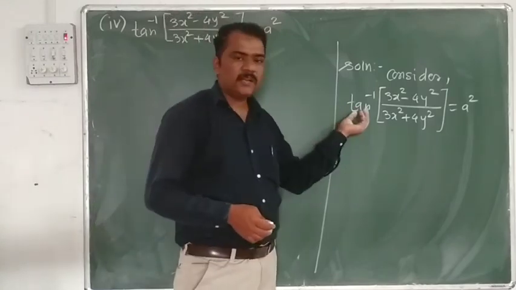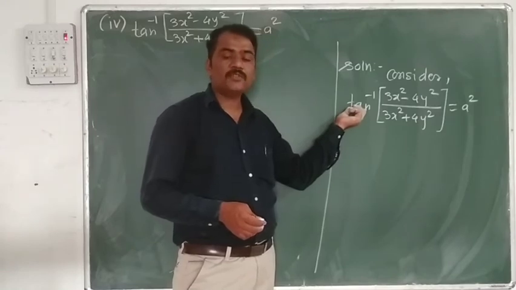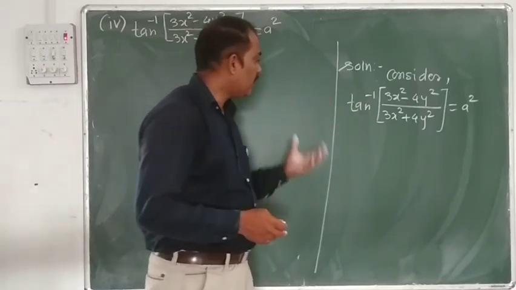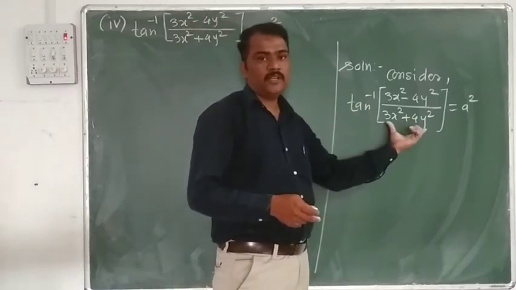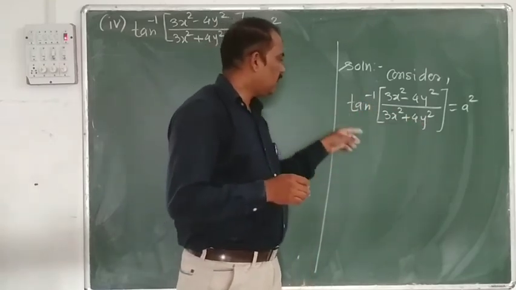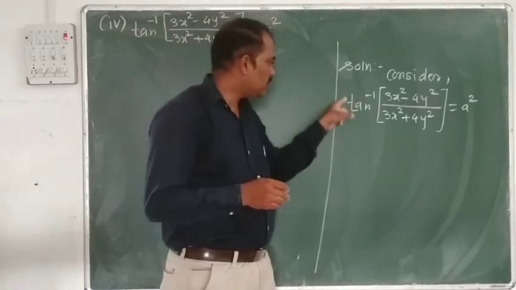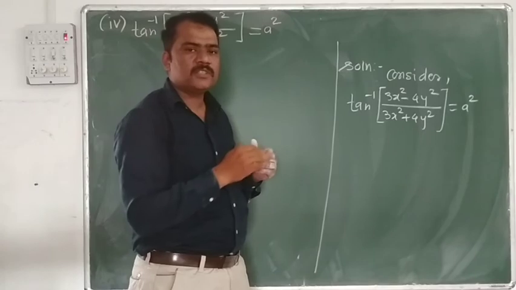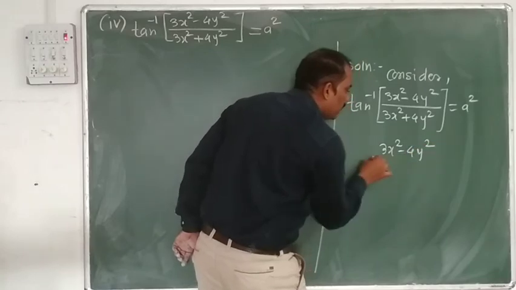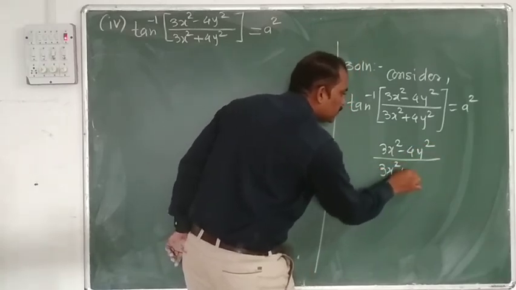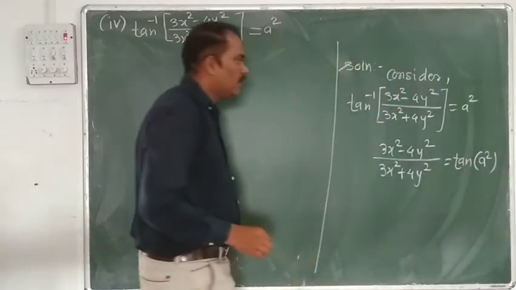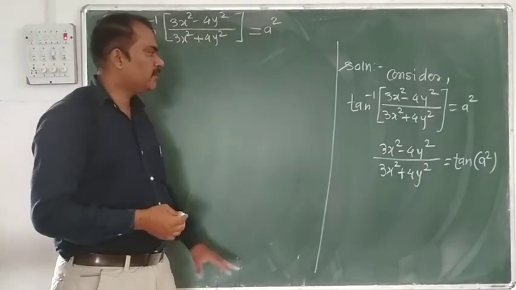When you think about the direct derivative, first we have to take the derivative of tan inverse. What is the derivative of tan inverse x? 1 upon 1 plus x square, that is 1 upon 1 plus this bracket square into d/dx of this bracket. In that we have to use the quotient rule. Means that there is a difficulty to take that derivative by using this tan inverse. So we have to transfer that tan inverse to the RHS, so that it becomes (3x square minus 4y square divided by 3x square plus 4y square) is equal to tan of a square. Tan inverse, when you transfer to the RHS, it becomes tan of a square.